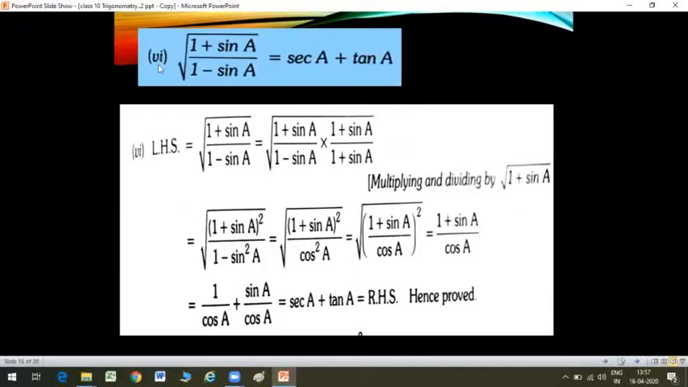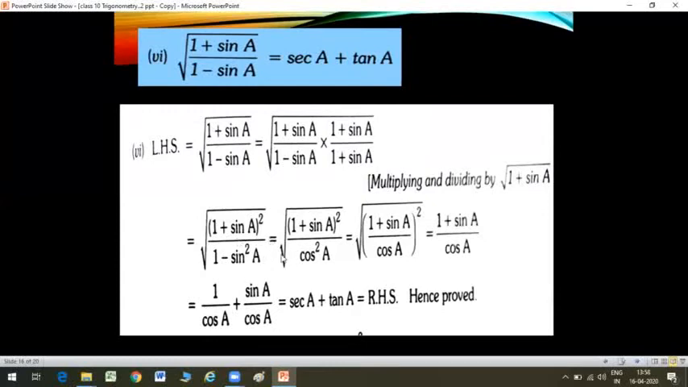Now we have the sixth part here. Square root of (1 plus sin A) divided by (1 minus sin A) is equal to secant A plus tan A. Left hand side now, square root of (1 plus sin A) divided by (1 minus sin A). We are multiplying the numerator and the denominator by 1 plus sin A. So then in the numerator it becomes 1 plus sin A multiplied by 1 plus sin A, (1 plus sin A) whole square. And in the denominator it is A minus B, A plus B, this will become A square minus B square.